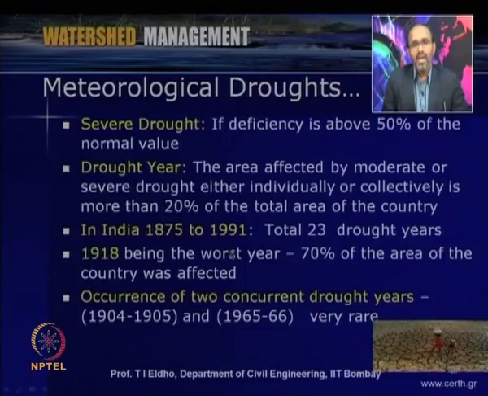And when we have two concurrent or consecutive drought years, it becomes a severe problem. For example, in India 1904 and 1905 were two consecutive drought years, and then 1965 and 66 were drought years. So even though this occurs rarely, if it happens, then the condition becomes very bad as far as the economic situation and various other drought impacts are concerned.